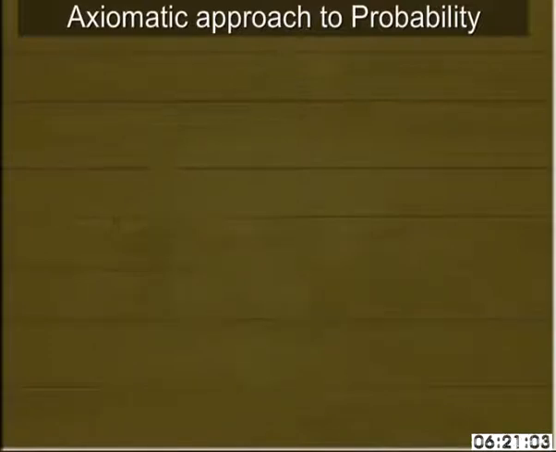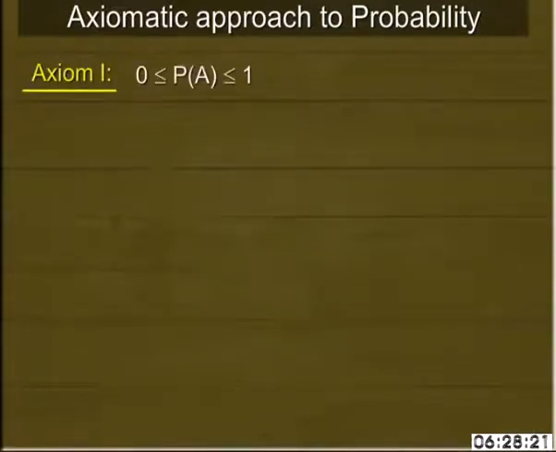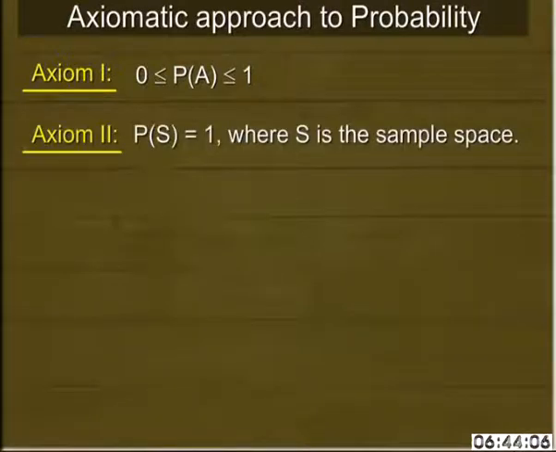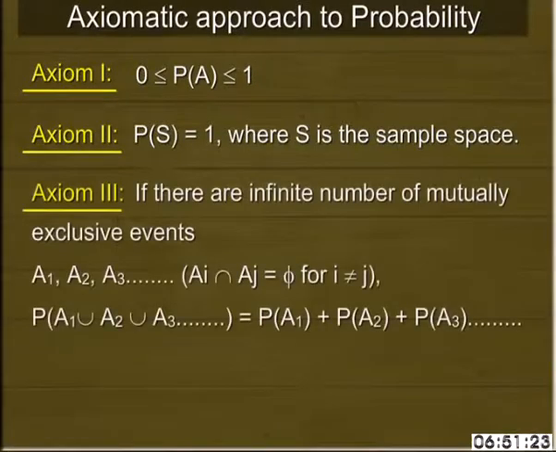Axiomatic approach builds up the probability theory from a number of assumptions. They are: Axiom 1. Probability is measured along a scale of 0 to 1. That means 0 is less than or equal to P of A, which is less than or equal to 1. Axiom 2. Events which are certain to happen, that is P of S, where S is the sample space, have probability 1. Axiom 3. It is related to an infinite number of mutually exclusive events A1, A2, A3 and so on.